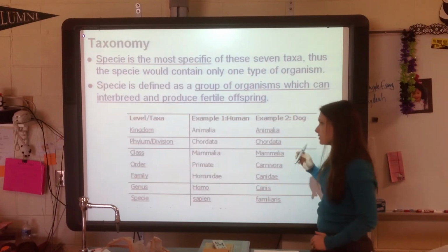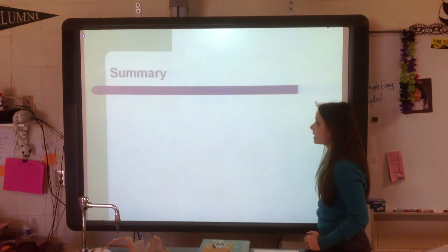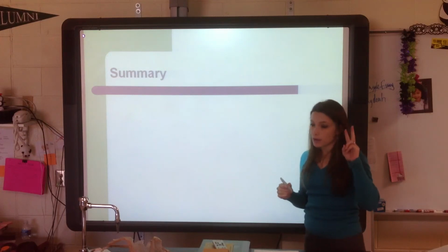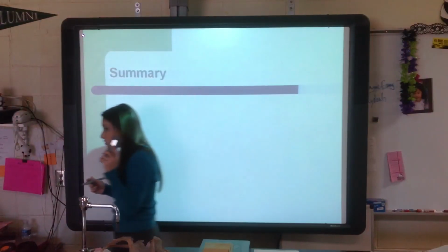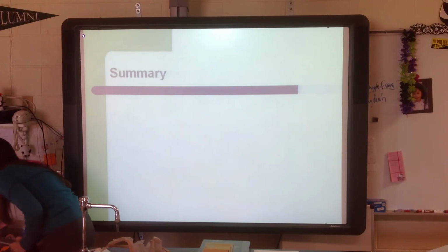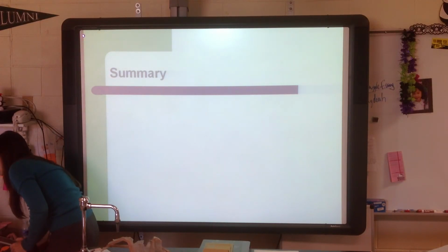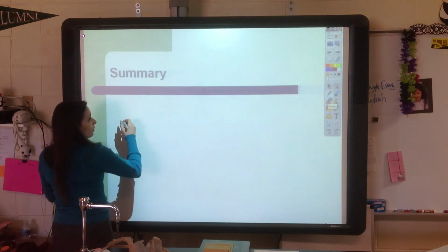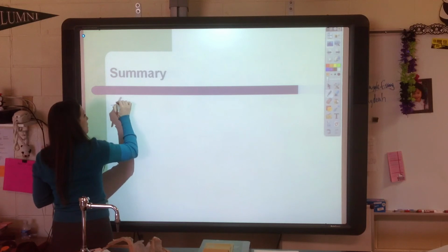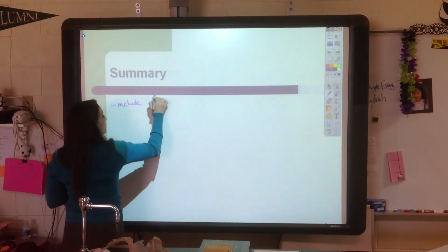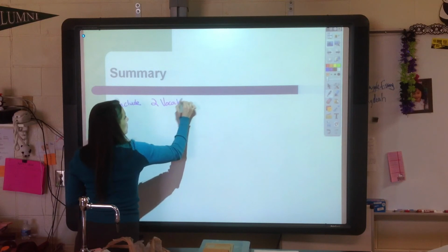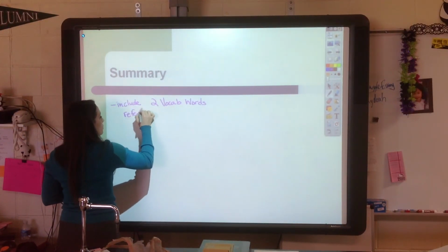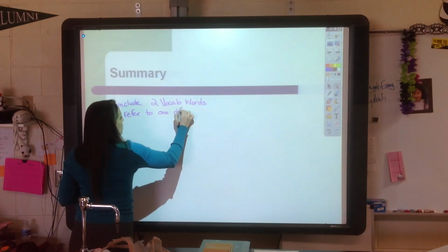So if you'll make sure that you have taken the notes, and then you need to complete a summary box. Remember, your summary box has to include at least 2 vocabulary words and at least reference 1 picture. So remember, your summary box needs to include at least 2 vocabulary words and refer to 1 picture or a diagram.